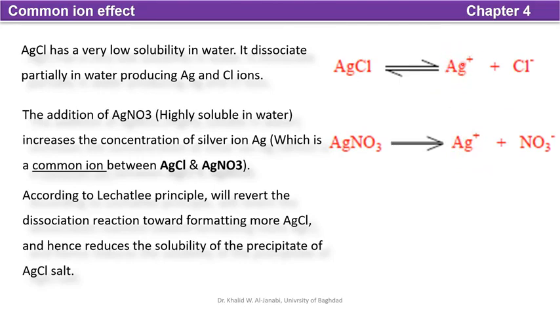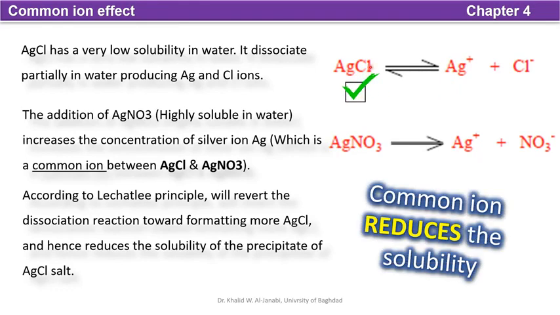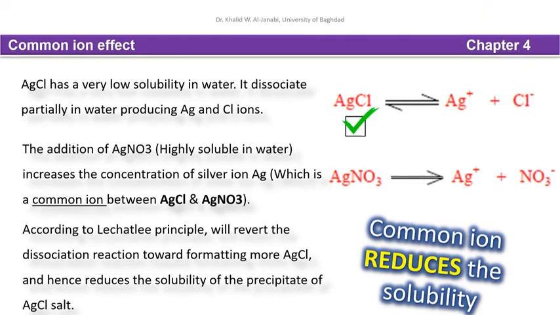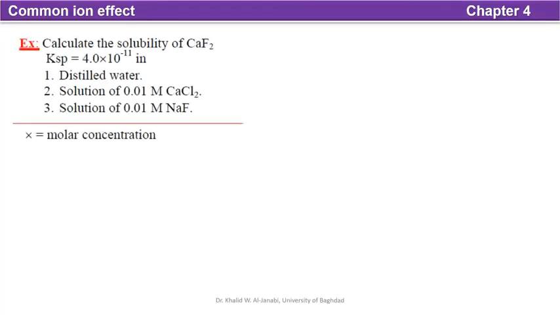See here, it increases the amount of AgCl. So as per Le Chatelier's principle, this will reverse the reaction above and will prevent it from dissociation. So this will reduce the solubility of the silver chloride salt. So common ion reduces the solubility. Thanks.